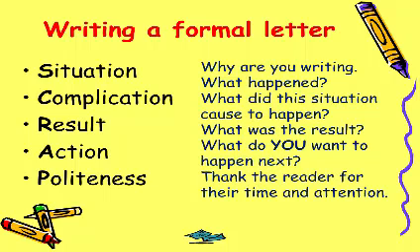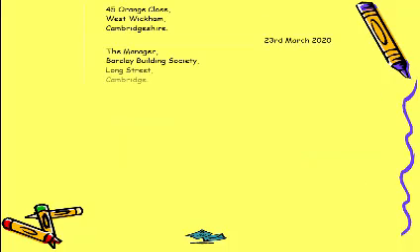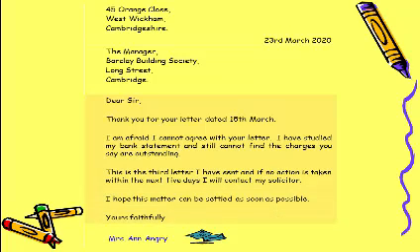Our second paragraph, complication, should explain what this situation in the first paragraph caused to happen. Our third paragraph should explain what the result was of these situations happening together. Our fourth paragraph should describe what action we want to happen after someone has read our letter. And finally, we have politeness, not only using the correct names, etc., but thank the reader for their attention to dealing with your matter. Well, if you've got all that, you're ready to move on to the next step.